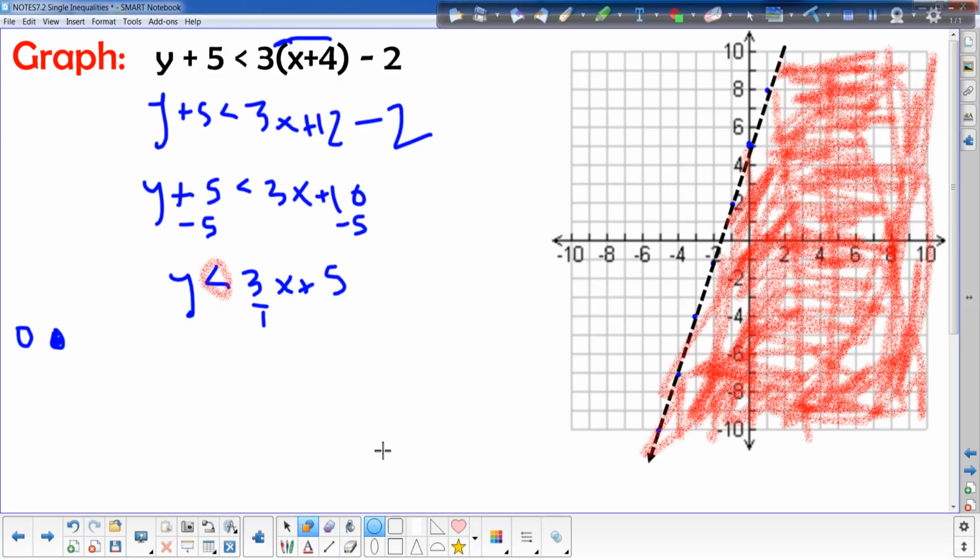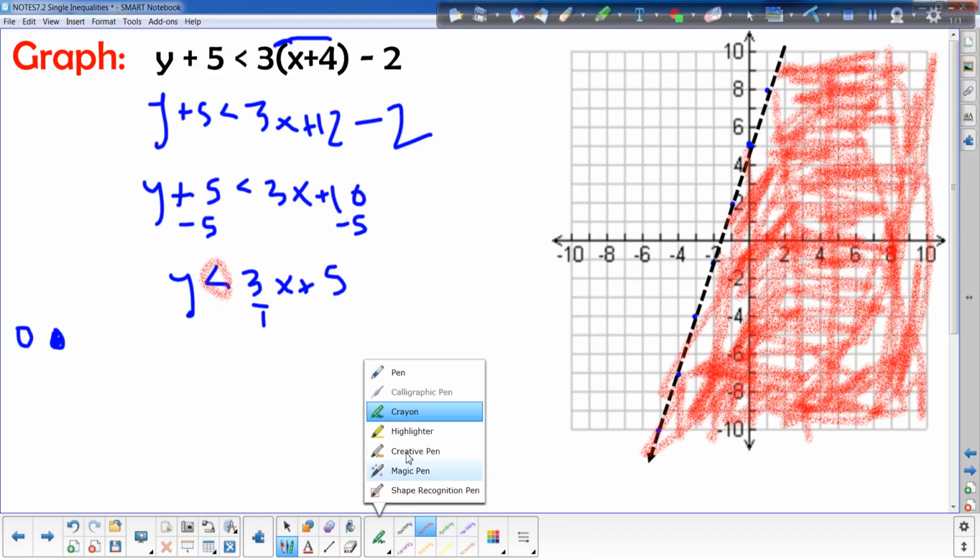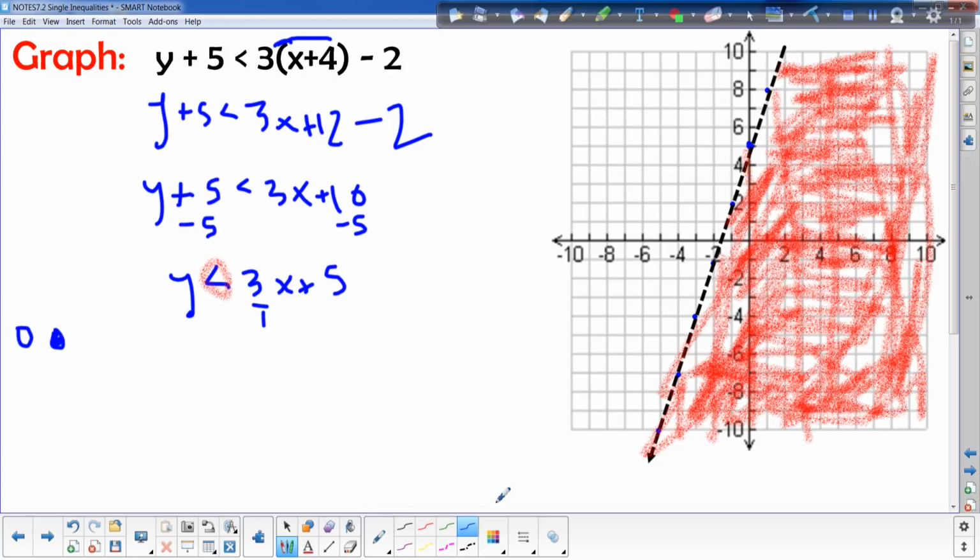So the difference here, though, is that we have a dotted line. So if I look at the solutions, we know this point's a solution. We know this point's not a solution because this one's shaded, this one's not. But what about this point right here, the point 1, 8? That's on a dotted line.